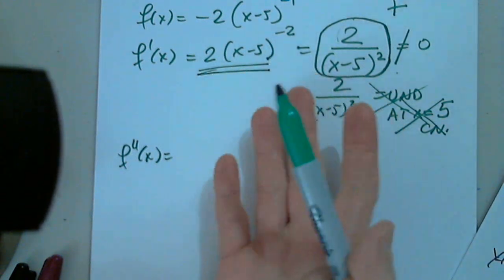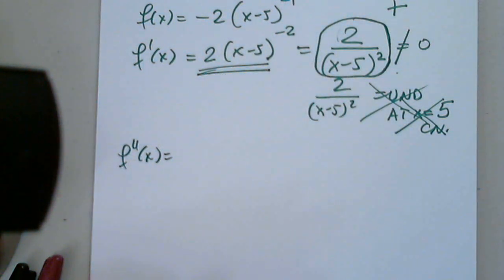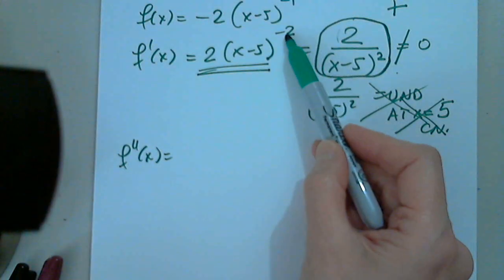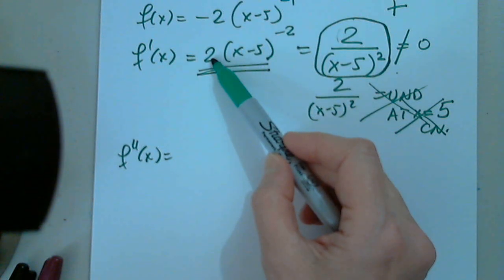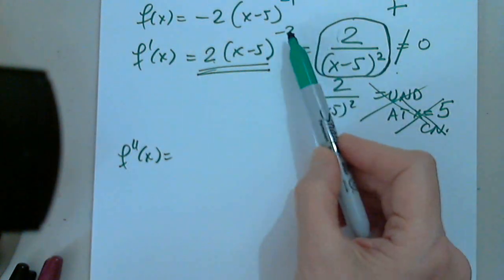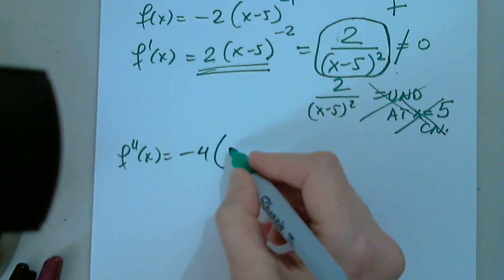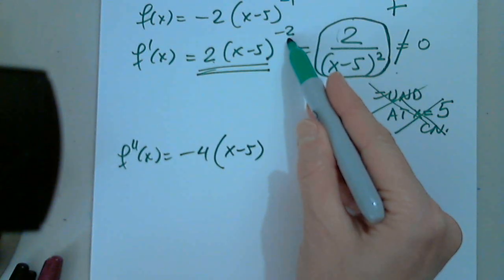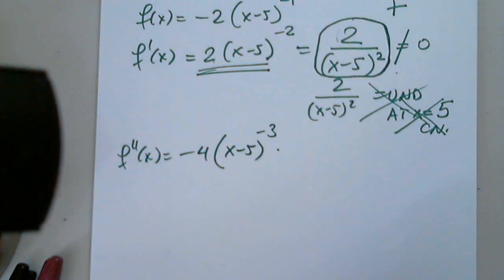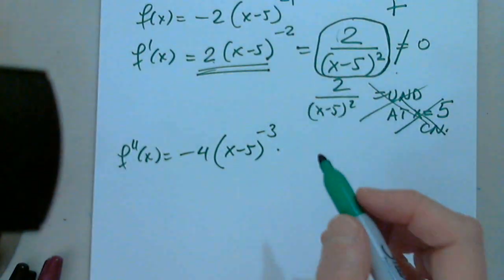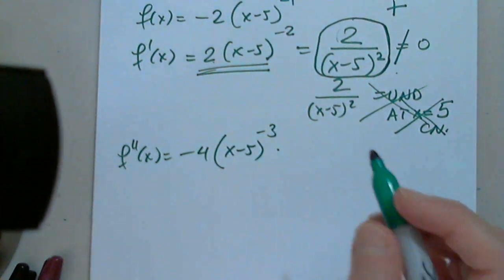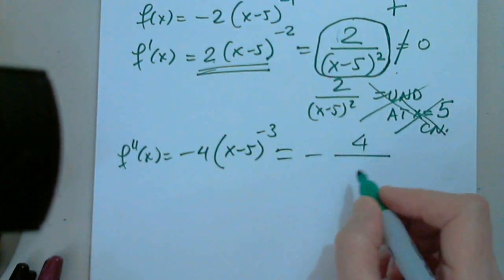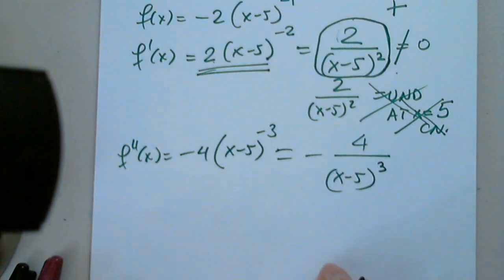So here's the first. Can anyone help us differentiate that? Negative 4 x minus 5, negative 3 times the inner function prime. I know I repeat myself and I know it's no need because it's 1, but always remember you have to say times the, okay, perfect. So this is negative 4 over x minus 5 to the third.